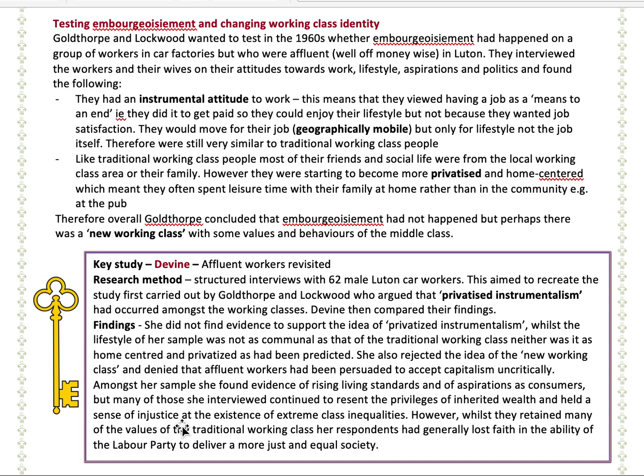So essentially, if embourgeoisement comes up, you need to say it's functionalist. You need to say that it's the idea that the working class have become more like the middle class in terms of their values. Examples could be that they'd be more likely to vote for the Conservative Party, they'd be more likely to move for work. However, Devine's research, structured interviews, quantitative data that allowed her to find patterns and trends, disproved that embourgeoisement was happening.